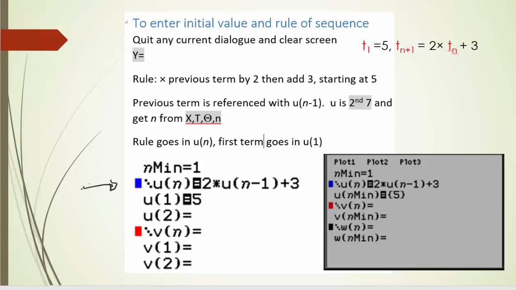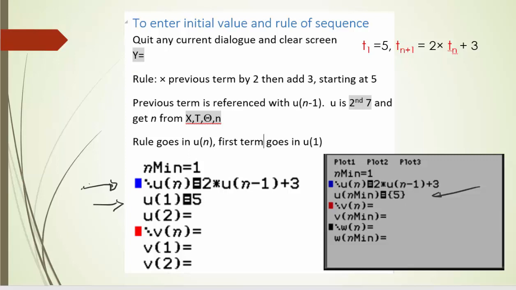How do you put that into the calculator? Well, u is second function 7, so when you need a u, just go down to second function 7, and when you need an n, get that from the xt theta n button. I suggest you might want to pause this presentation while you do that, and then your next line, which on this display is u1, I don't quite know why, and on this display it is un min. That's where you put the 5, which is the first term.